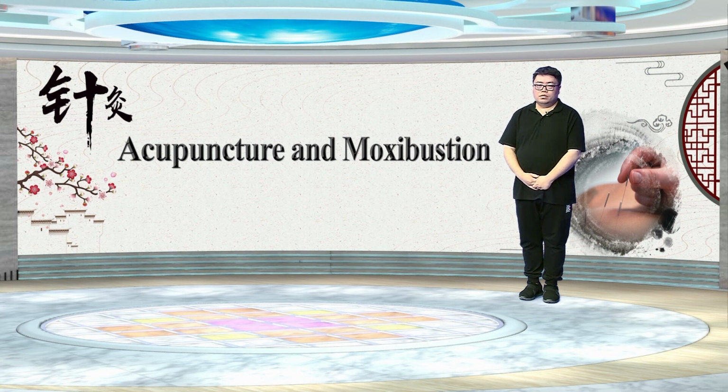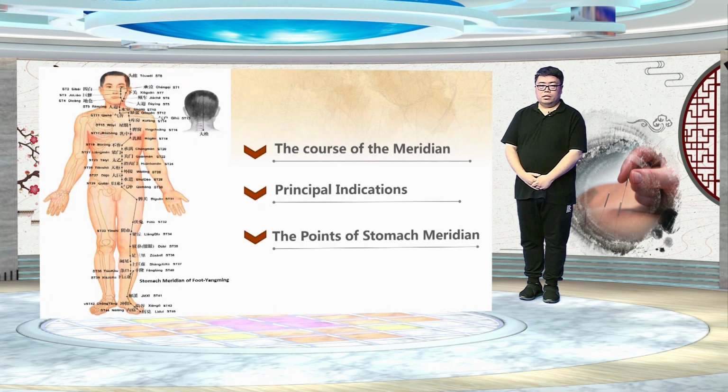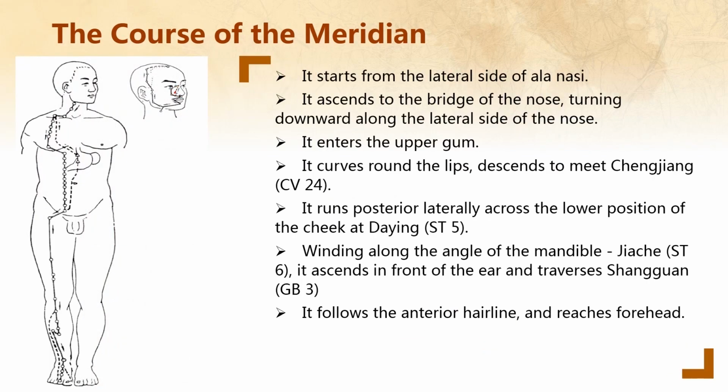Today, we will learn the stomach meridian of foot Yangming. There are three parts: the course of the meridian, principal indications, and the points of the stomach meridian. First, let's see the course of the meridian.